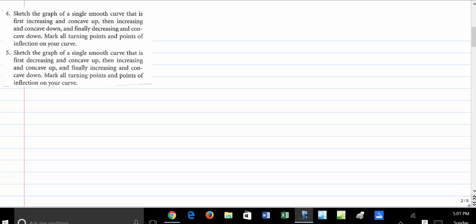Sketch a graph of a single smooth curve that is first increasing and concave up, then increasing and concave down, and finally decreasing and concave down. This will be for problem 4.